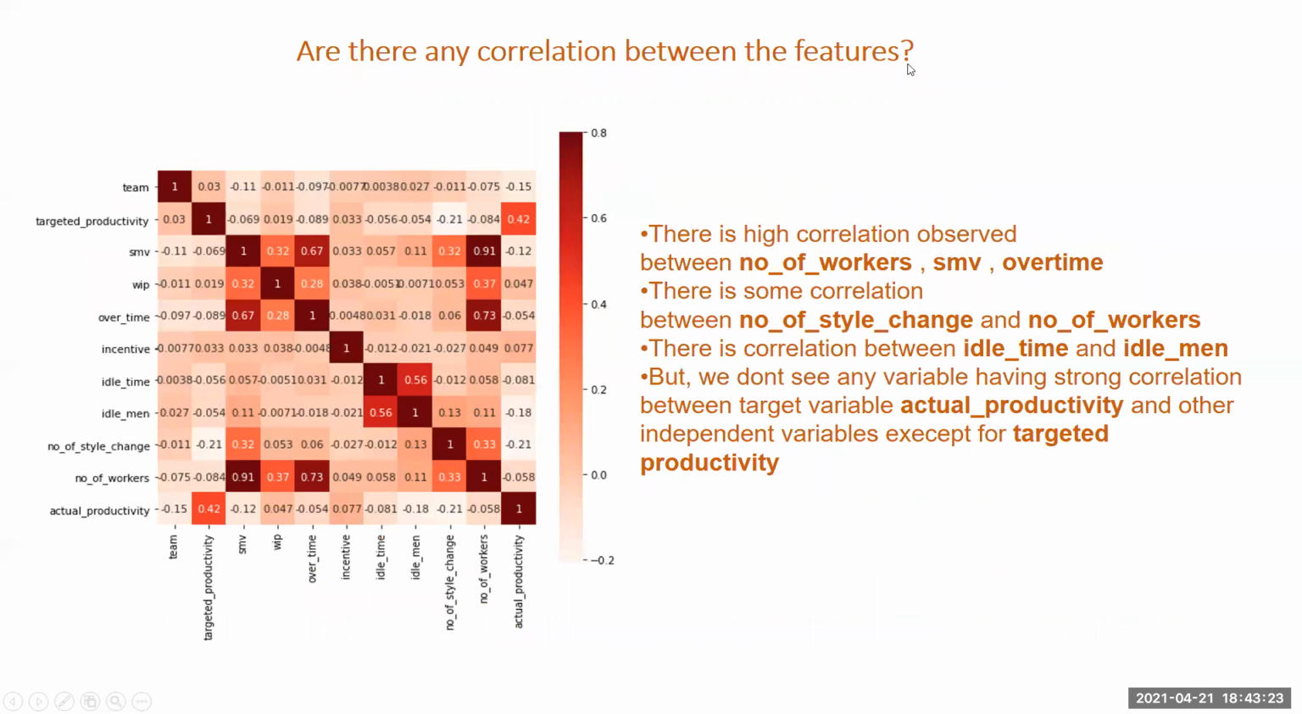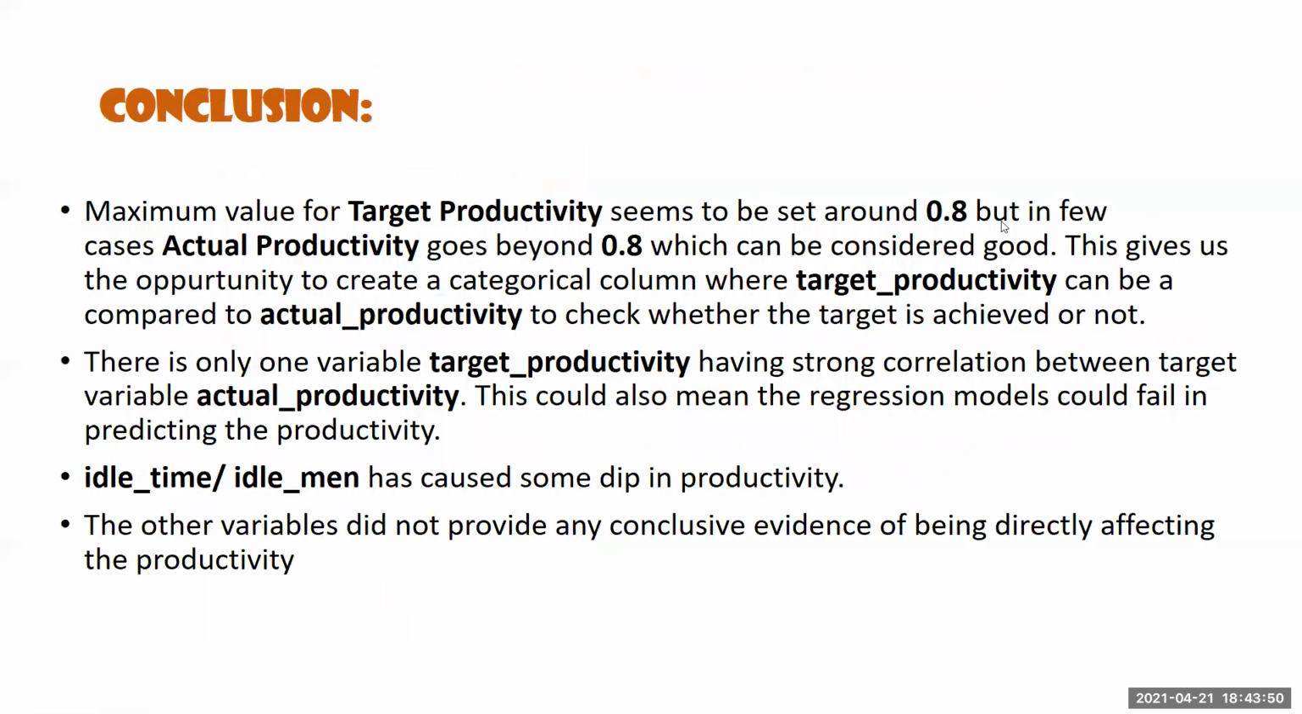Are there any correlations between the features? Yeah, so we are seeing that there is a high correlation between the number of workers and the SMV column, and there is some correlation between the SMV, WIP and overtime columns here, and there is no very specific correlation between the individual independent variables and the target variable.